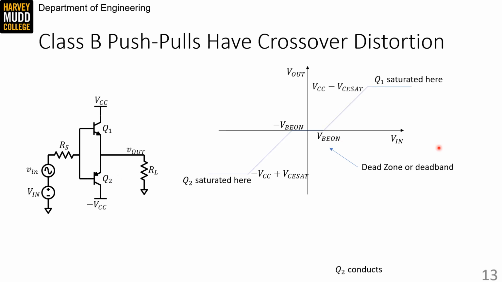Once Q1 or Q2 turns on, that device acts like an emitter follower until it saturates, just like Class A amplifiers. Reaching those saturation points is unusual because VCC minus VCE sat is quite high value and requires our input to go to VCC minus VCE sat plus VBE on.